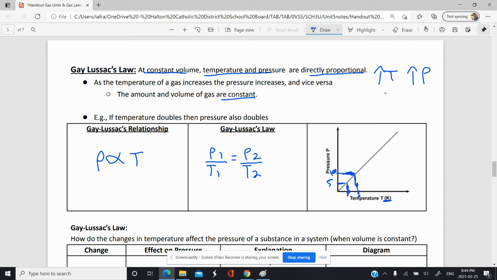But what does matter is the temperature we're using. So this is our initial temperature, T1. This is our final temperature, T2. This is our final pressure, P2. And this is our initial pressure, P1. And as you can see, we have our graph over here as well.